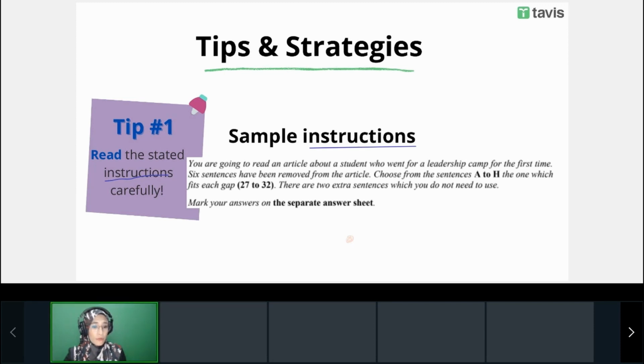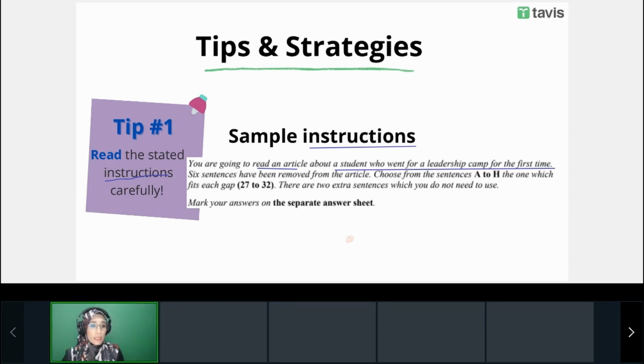So here I have a sample for you for part 4. So what does it say here? You are going to read an article. So basically, you are going to read an article, and what is it about? It's already stated here. It's about a student who went for a leadership camp for the first time. So now we get the idea that this particular student went for a leadership camp for the first time. So it's his first time at a leadership camp.